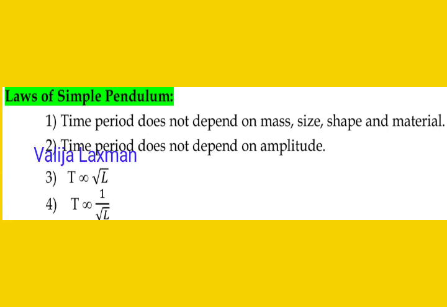T proportional to root L. If at all 2 pi and L are constant, T proportional to 1 by root g. So time period is only depending on length of the simple pendulum and acceleration due to gravity. Now is there any mass here in this equation?